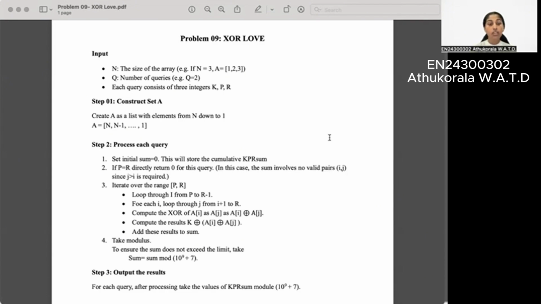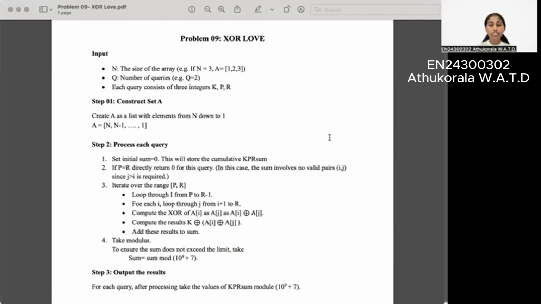Here's the workflow. Step 1. Start with sum equals 0, and if p equals r, we immediately return 0 for this query. Why? Because valid pairs i and j require j greater than i, and that's not possible if p equals r. Otherwise, we process the array elements within the range p and r. Inside the range p and r, we loop through each element i and pair it with every j such that j is greater than i. For each pair, calculate the XOR of a_i and a_j. Then XOR this result with k. Add all these values to the sum.